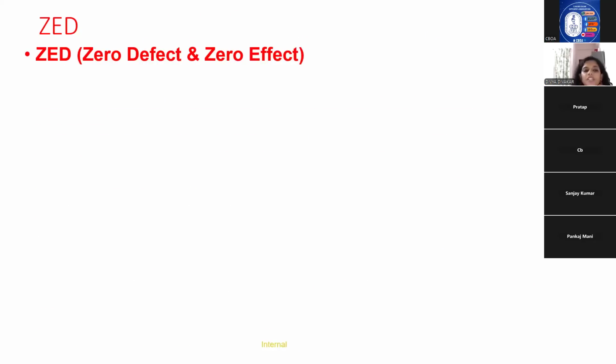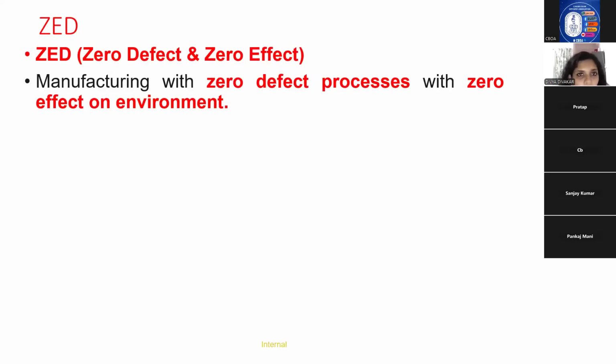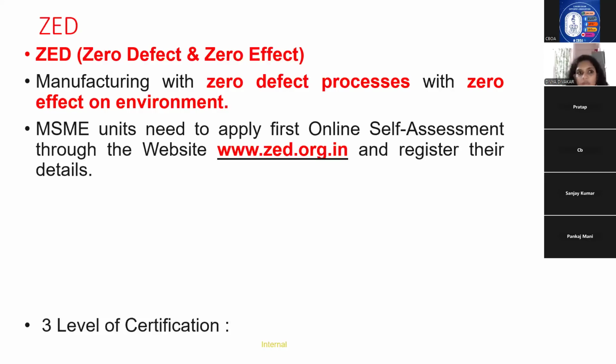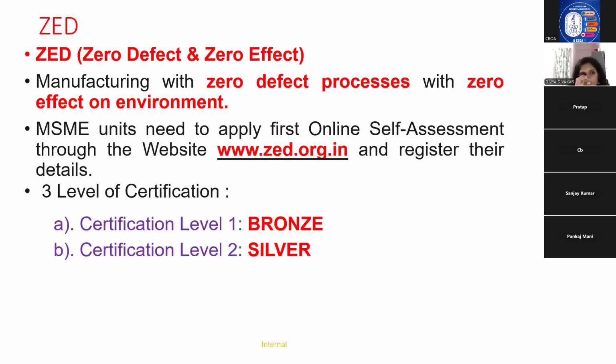Then coming to the SED rating, it's Zero Defect and Zero Effect. What is this SED? It is about zero defect processes with zero effect on the environment. To get this certification, MSME units have to first apply through online self-assessment on the website www.sed.org.in and register their details.